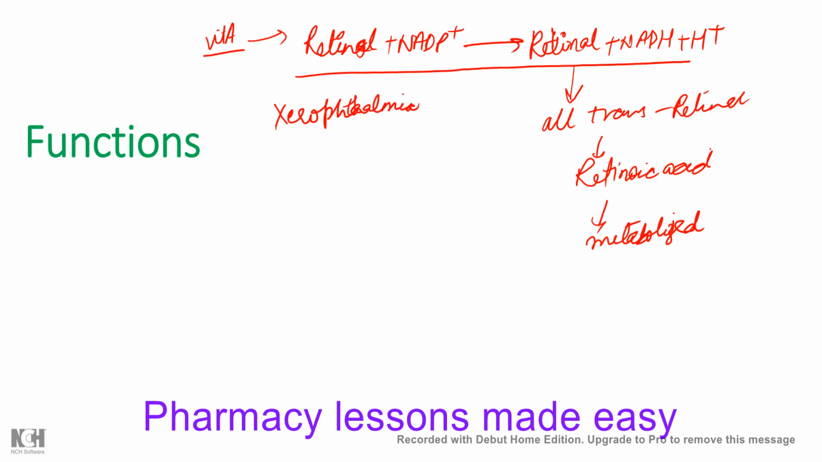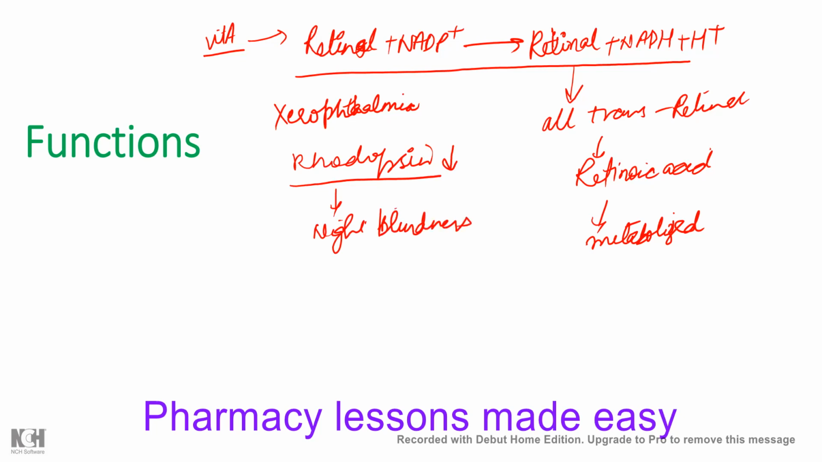A person suffering from night blindness will not be able to see at night or in dim light. This is due to deficiency in the formation of rhodopsin. Rhodopsin formation will be less, so that's why night blindness takes place. In xerophthalmia, the eye becomes dry, leading to irritation and corneal scarring. So this is all about vitamin A.